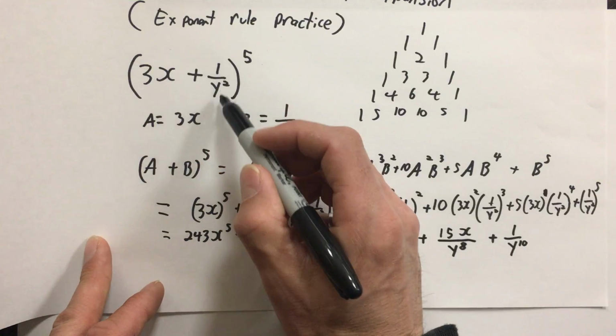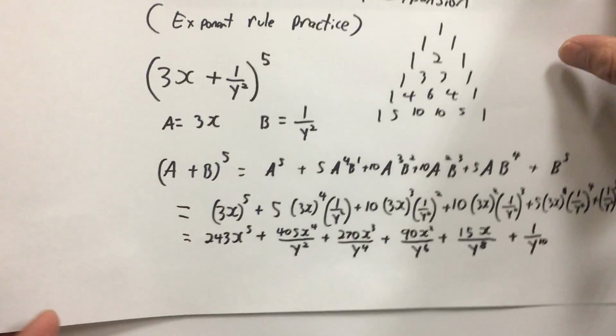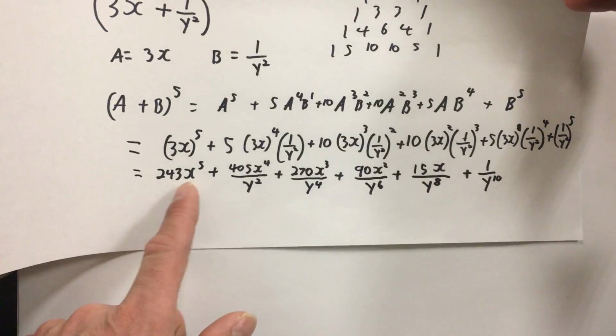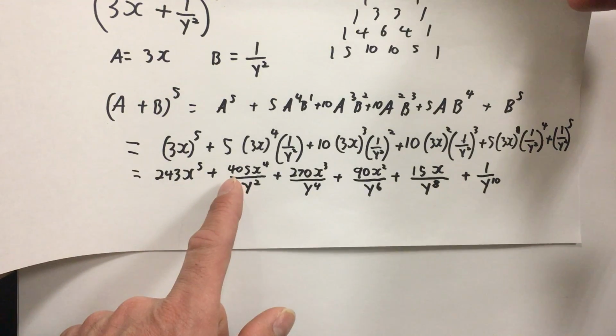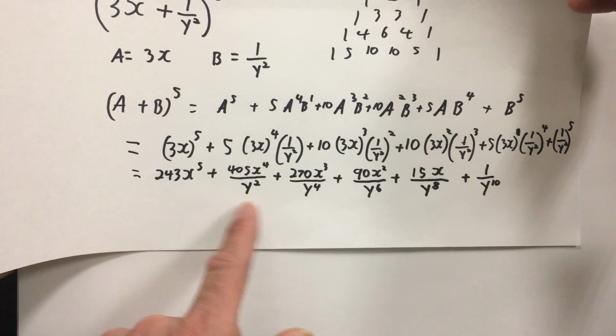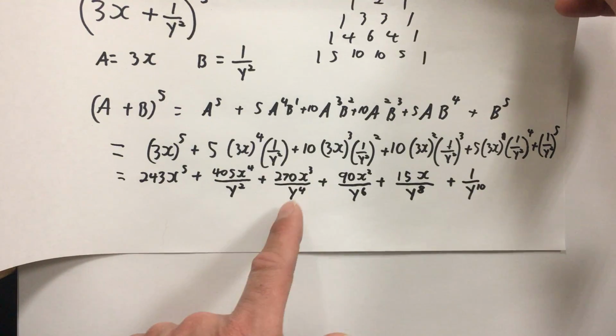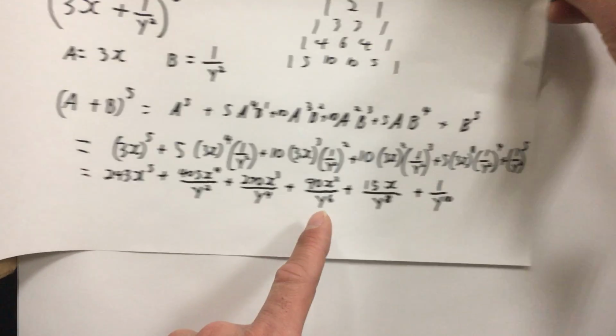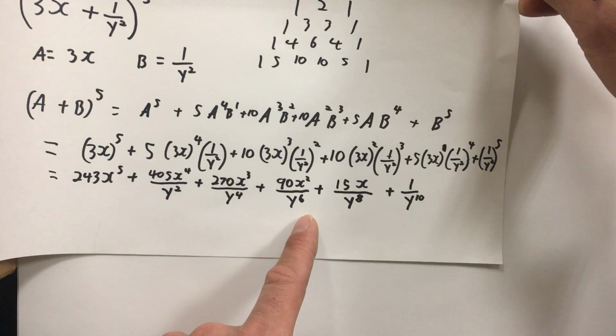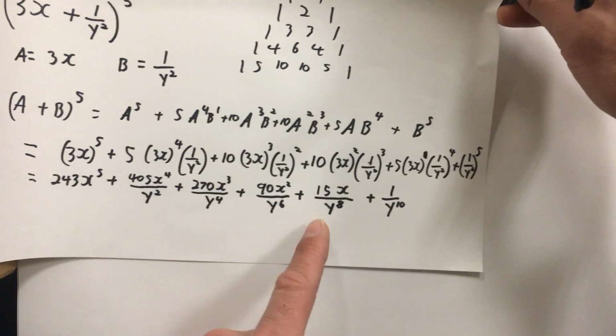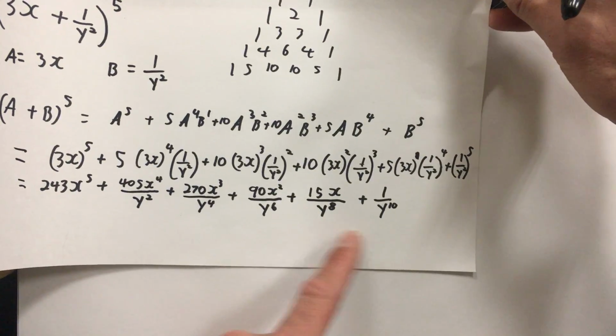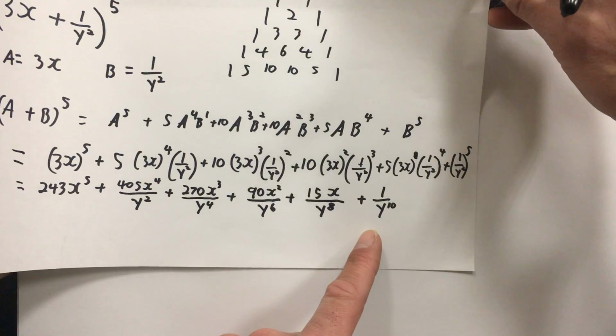So 3x plus 1 over y squared to the exponent 5 is 243x to the 5, 405x to the 4 over y squared, 270x cubed over y to the 4th, 90x squared over the 6th power of y, 15x over y to the 8, and 1 over y to the 10.